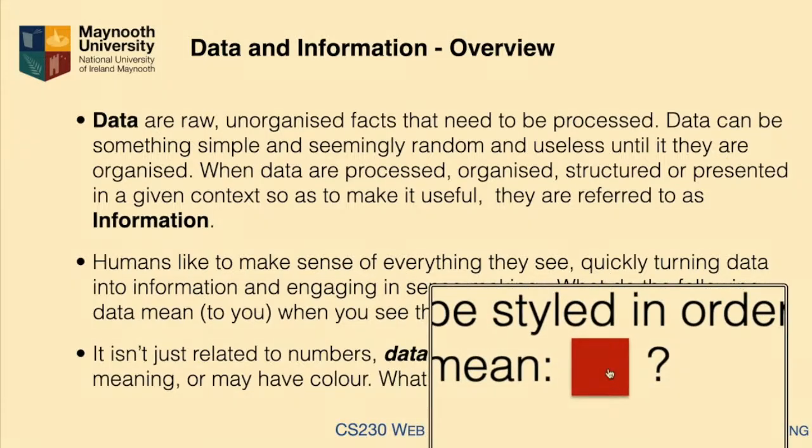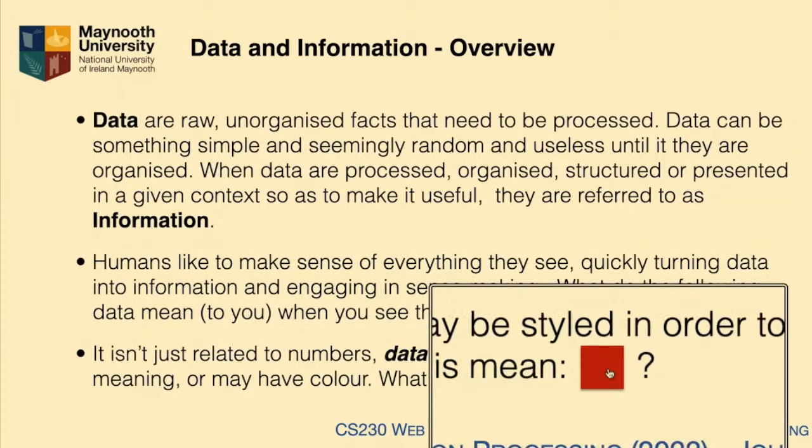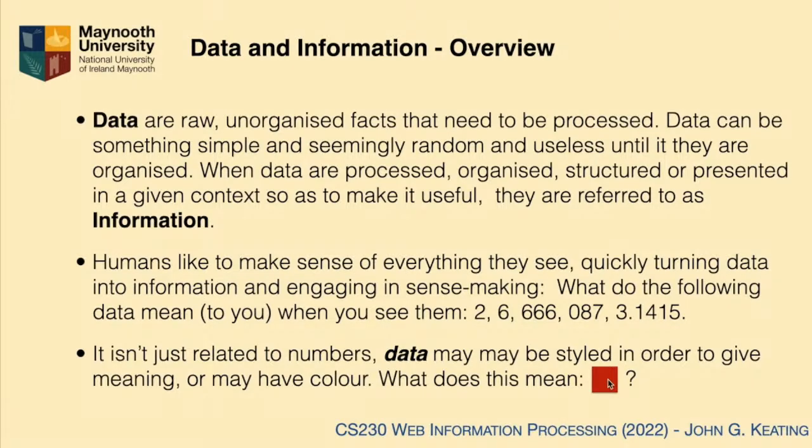So if you have a color, what does this mean? What does that mean to you? It means a lot. Red could be danger, red could be love, red could be anger. Red might just be red. Red might be no, for example, when you see it attached to an icon on a screen.